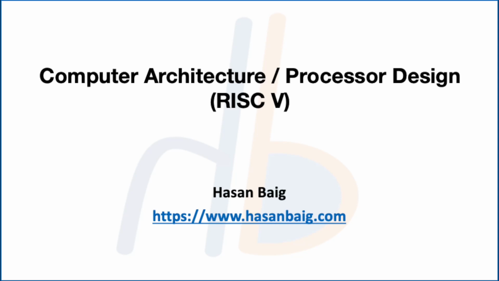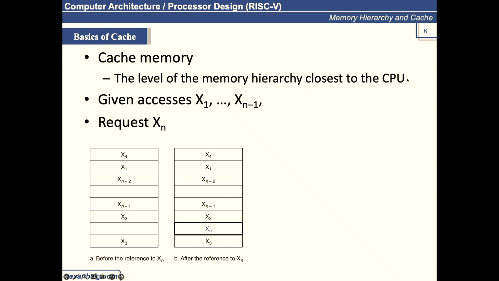So if you look at this one here, cache memory, I have already mentioned the level of the memory hierarchy closest to the CPU is called the cache. So assume that the processor requests data called xn. If it is not found, then it is called a cache miss. So it has to fetch the data from the main memory and place it into the cache.